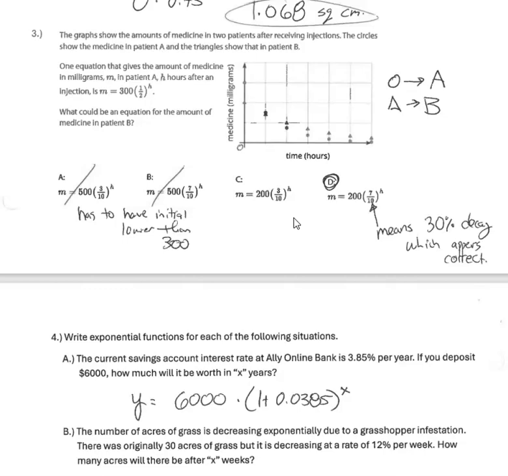The first and easiest thing to look at is just the vertical intercept, which is the original. You can see the triangle one is lower than the circle. So if the circle is 300, we can knock out anything that had an original of over that. So A and B are out. Then we have to look. Letter C says that you only have 3/10 left, which means a lot of it went away. The other one says you have 7/10 left, which means it's decaying by 30%. And that one looks more reasonable. It looks like the triangles have dropped by about 30%, not by 70%.